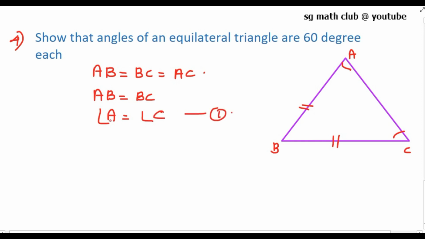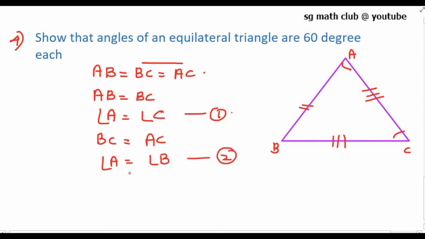Now in the same way I am going to take the last two, that is BC equal to AC. If I take these two sides, then I can write angle A equal to angle B. So give this equation number 2. So now we can say that left side is equal, therefore right side will also be equal, or we can say that angle A equal to angle B equal to angle C.